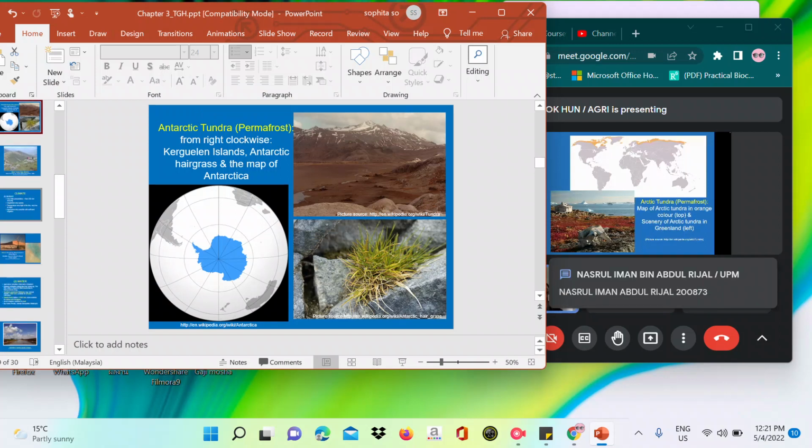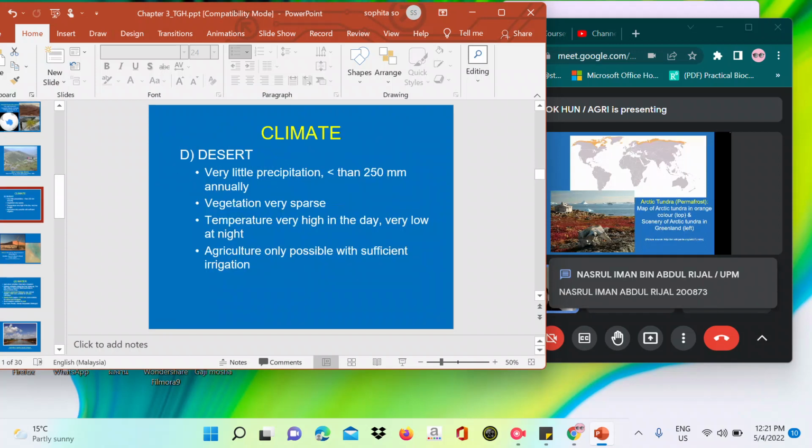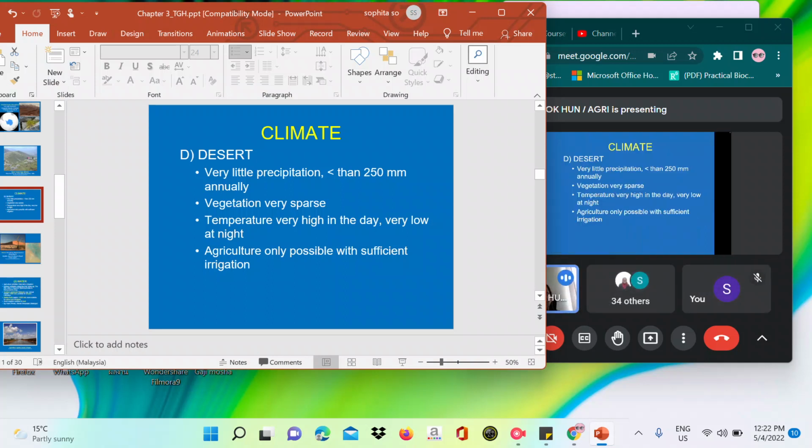Okay, so number 4 is desert. Desert has very little precipitation of water, less than 250 millimeter per annum, per year. The temperature is very high in the day. That means in the morning the temperature can be up to 40 or 40 plus, but at night it is very low. So it is extreme.